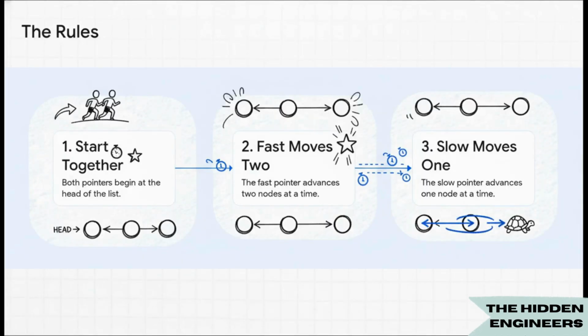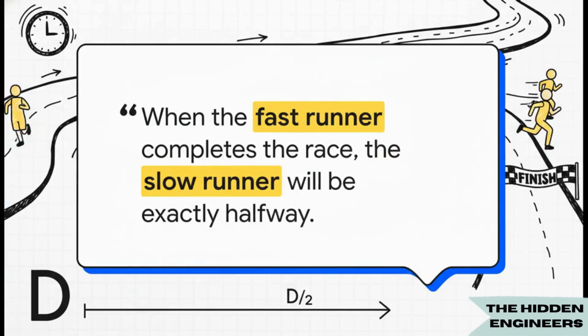The rules of this race are super simple. Rule 1. Both runners, the slow and fast pointers, start at the exact same place, the head of the list. Then, with each turn, the fast pointer jumps forward 2 spots, while our slow pointer just moves forward 1. That's it. And this brings us to the real aha moment.